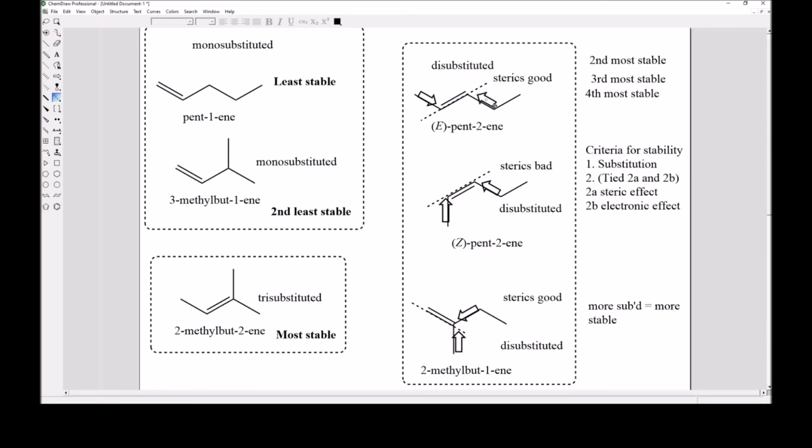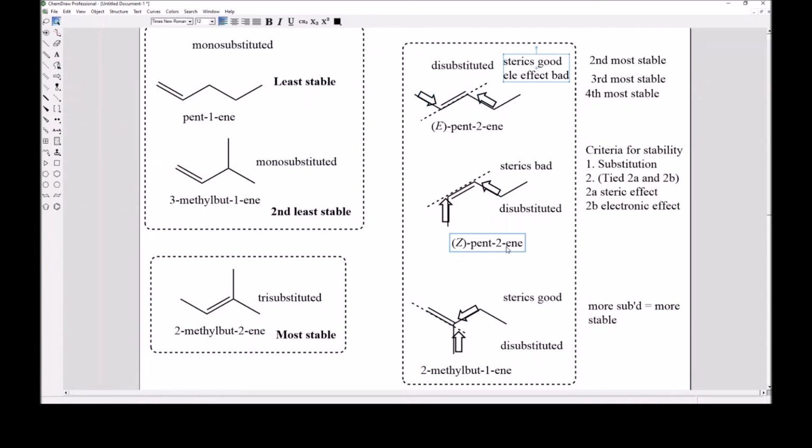So when you have these groups that are pushing, they're working against each other, that actually produces a bad electronic effect. We refer to this as a negative electronic effect, but using these terms of good and bad, we're going to refer to this one as the electronic effect is bad. And it's bad because these two groups are working against each other.